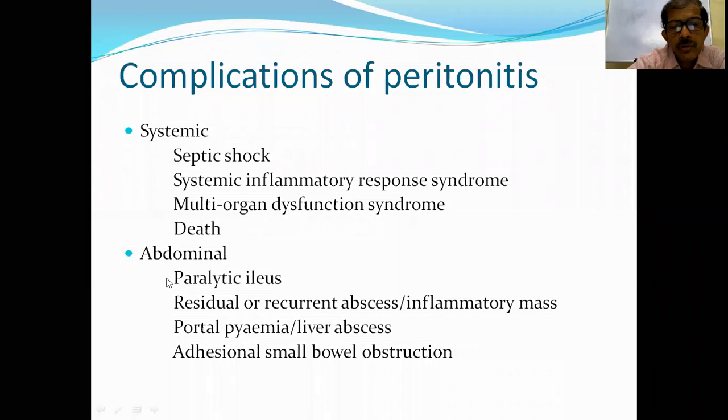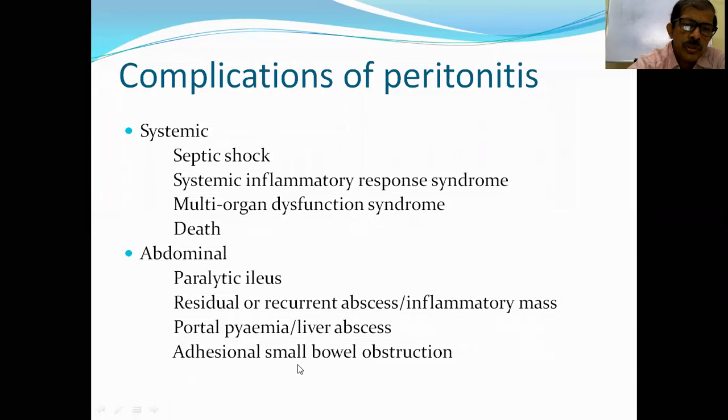Paralytic ileus. Already the intestine is tired, so you should not further stimulate it. There will be paralytic ileus because of inflammation. There may be residual abscess also. After peritonitis, there may be a subphrenic abscess or a pelvic abscess. Then it can spread even to the liver, rarely. But the most common complication is adhesions. Adhesions may lead to small bowel obstruction also.